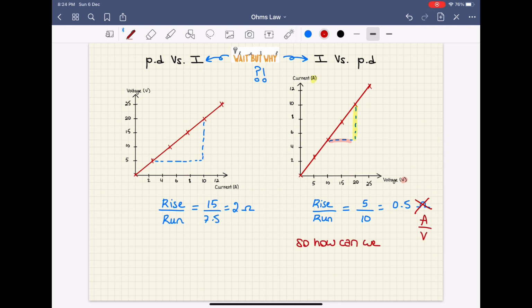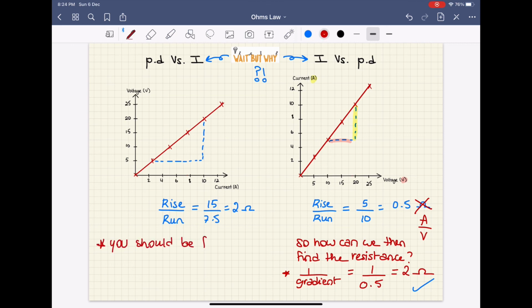So how can we find then the resistance? It's by simply finding 1 over the gradient. So we do 1 over the slope that we find, and that's the reading of the resistance.